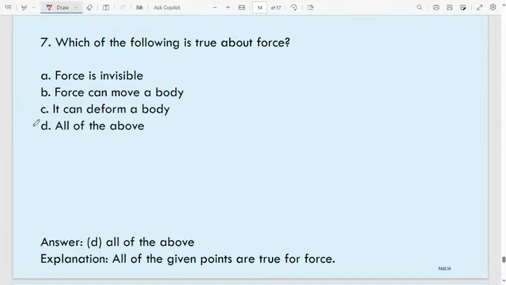The correct answer will be all of the above, because force is invisible. Force can move a body. If a body is at rest and you apply a force, the body will move. Force can deform a body. Force can change the shape of the body also.